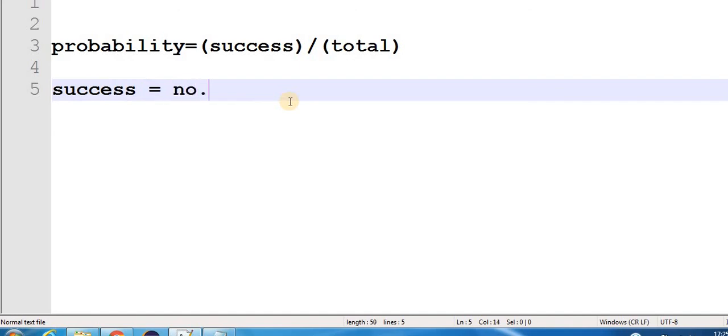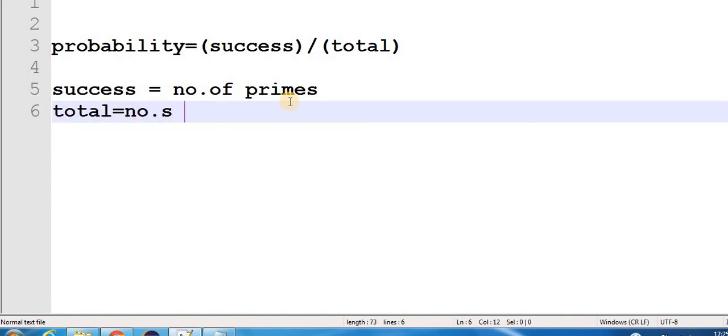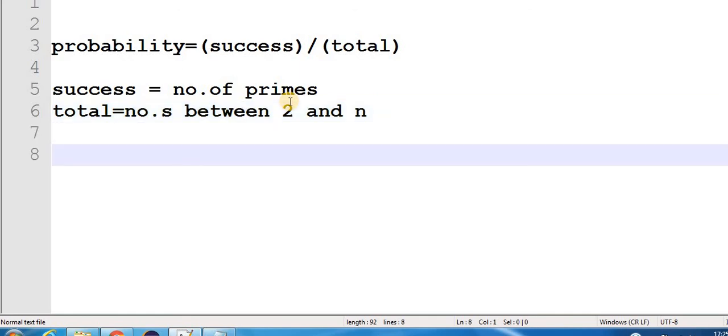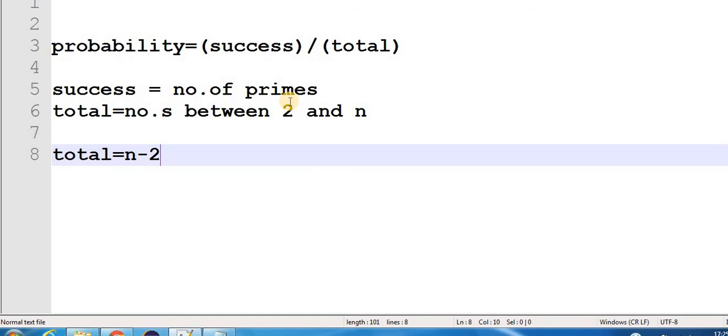So success is equal to the number of primes, whereas total is equal to the numbers between 2 and n. So what are the numbers between 2 and n? The total number of numbers between 2 and n is equal to n minus 2 plus 1. This equation gives the total number of numbers between a given number and 2, both included.